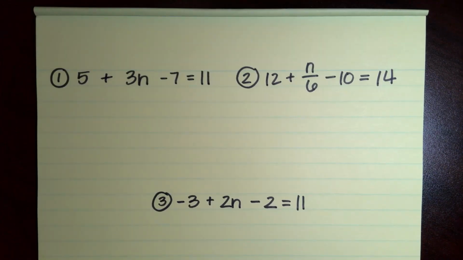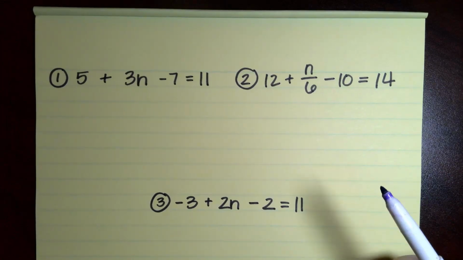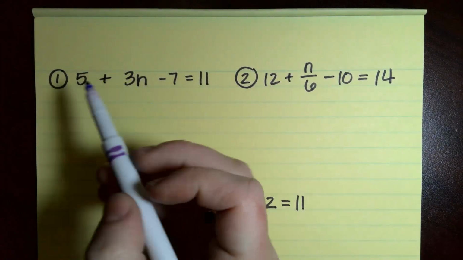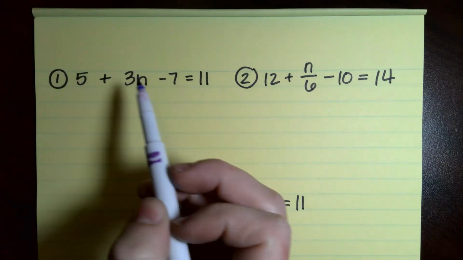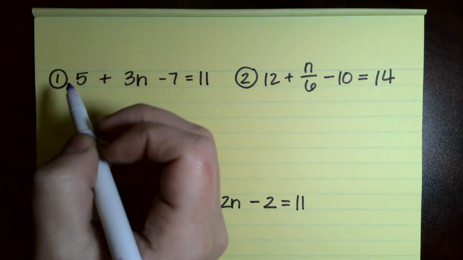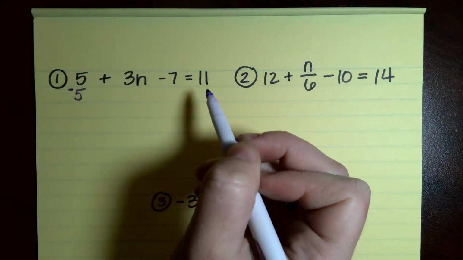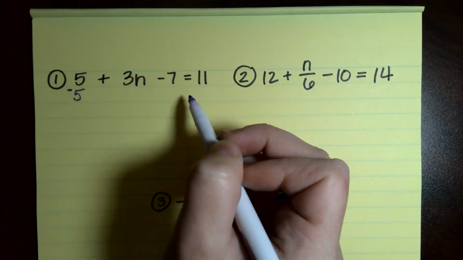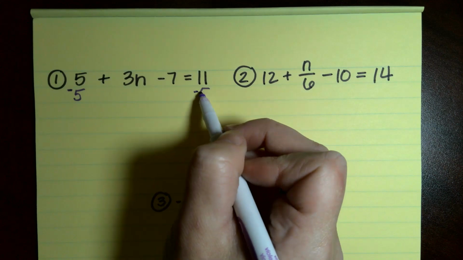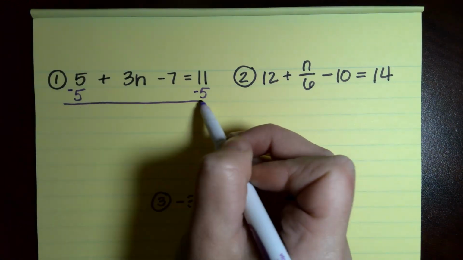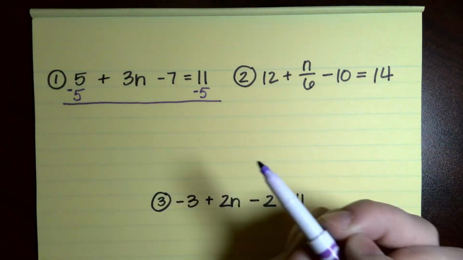Okay, so for number 1, we have 5 plus 3 times n minus 7 equals 11. What's our first step here? We have 2 options. Minus 5. Yeah, we could do minus 5. We could also do plus 7. Let's go ahead and start with minus 5. And I'm going to do that to both sides of that equal sign. So I also need to write minus 5 under my 11. Okay, now what?